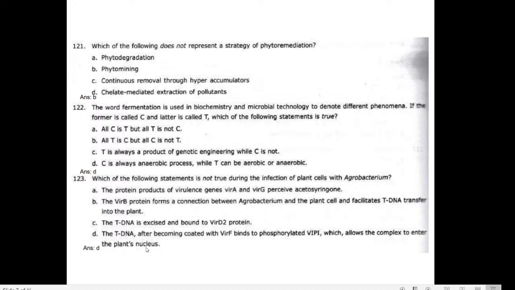The T-DNA, after becoming coated with VirE2, binds to the phosphorylated VirD2, which allows the complex to enter the plant's nucleus. So this is not involved after the nucleus level.